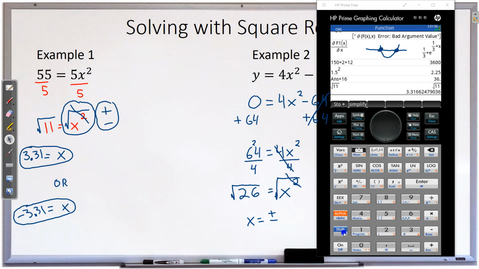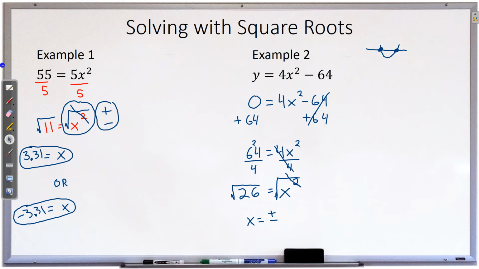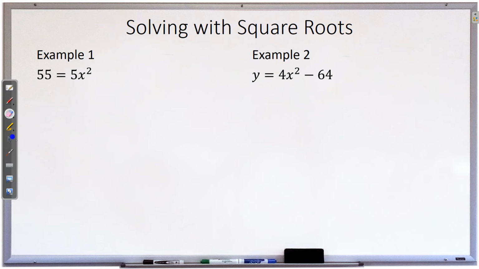And so we need the square root of 2.6. Oops, not 266. It is 5.09, so let's round that up to 5.1, I suppose. And that is positive or negative in that case. So hopefully that looks exactly like solving any other equation. You just have one extra step of square rooting both sides.